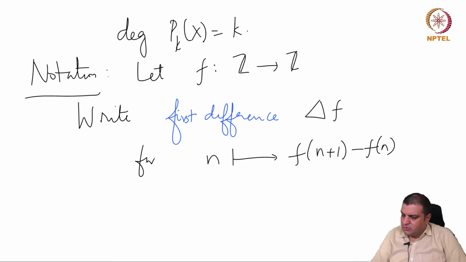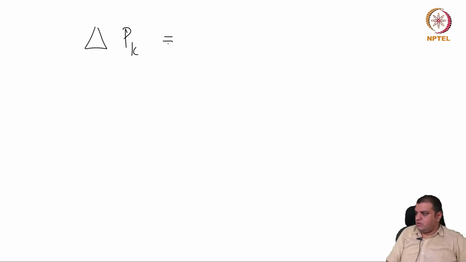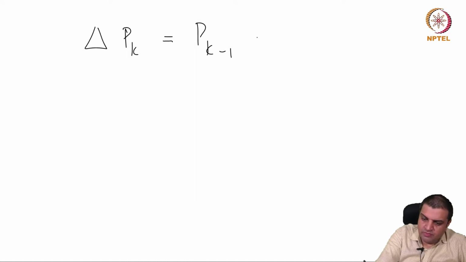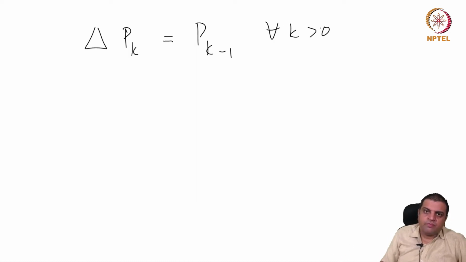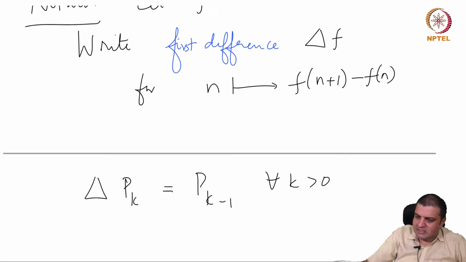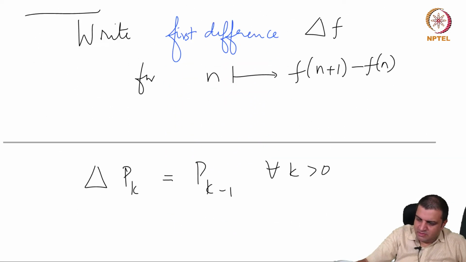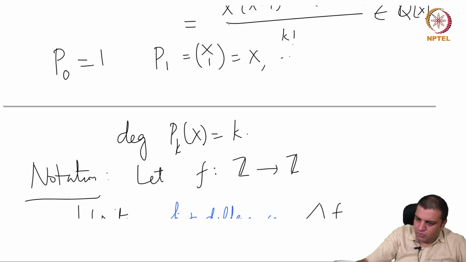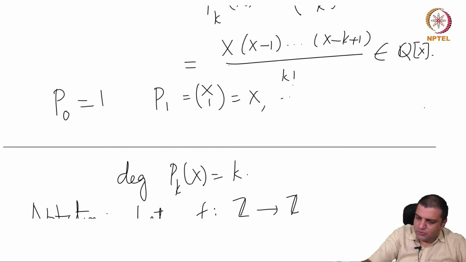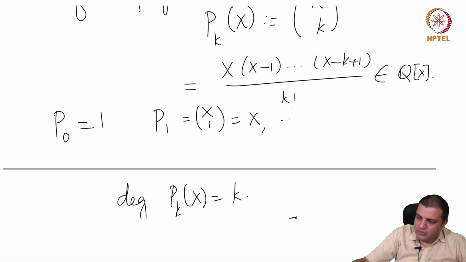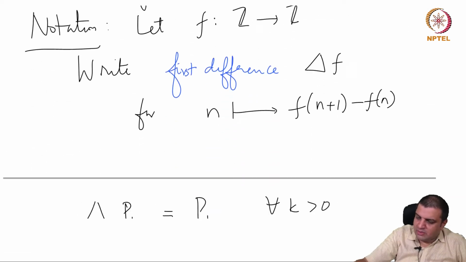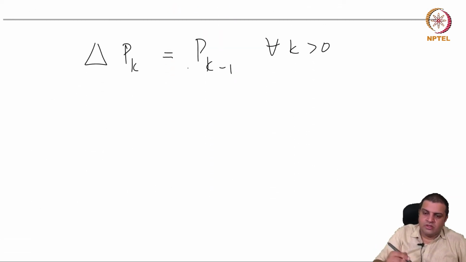So if you take Delta of P_k, it is just P_(k minus 1) for all k greater than 0. That's just like Pascal's triangle. What we are saying is that (n plus 1) choose k minus n choose k is n choose (k minus 1). This follows from Pascal's triangle.